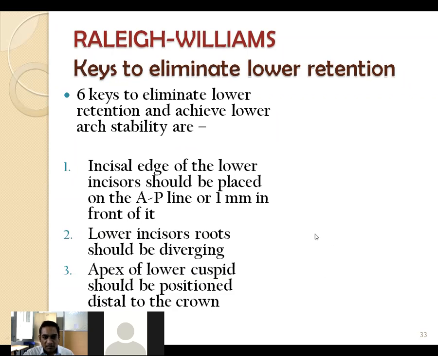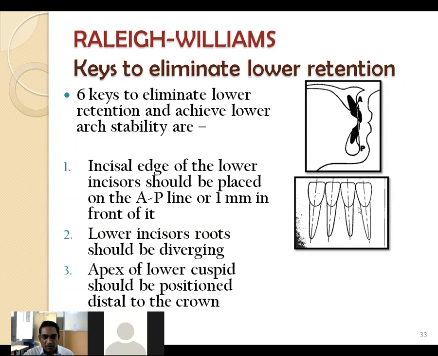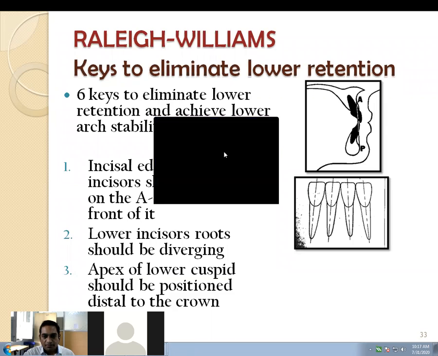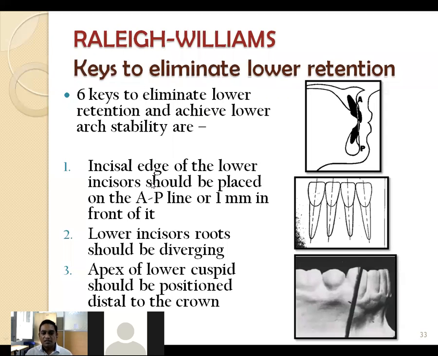So here we will see them one by one. The incisal edges of the lower incisors should be placed on the A-P line or 1 mm in front of it. This is point A and point P. If the lower incisors are placed 1 mm anterior to this line, this will give more retention, which means the incisal edge should be 1 mm ahead of this line.